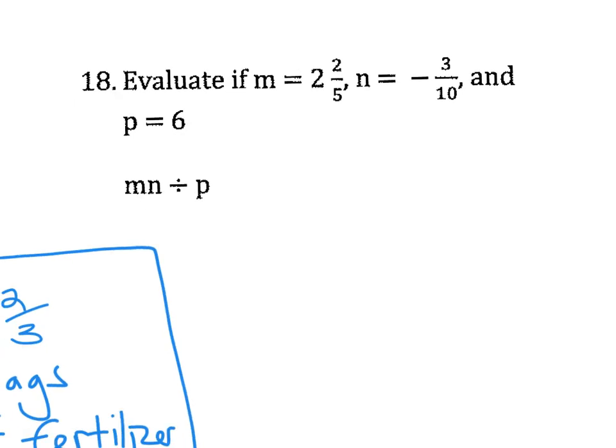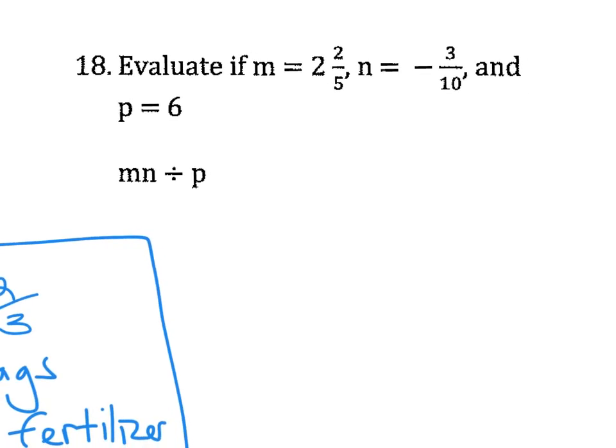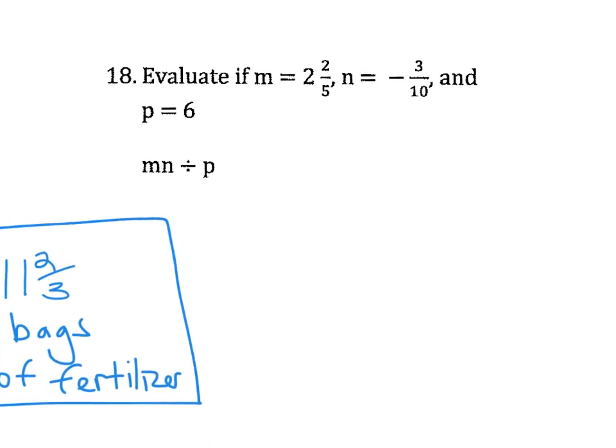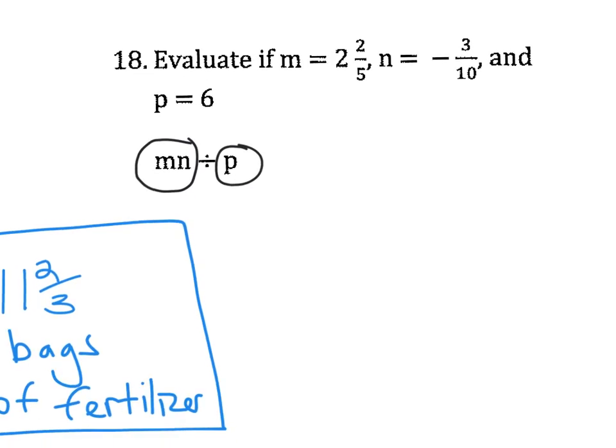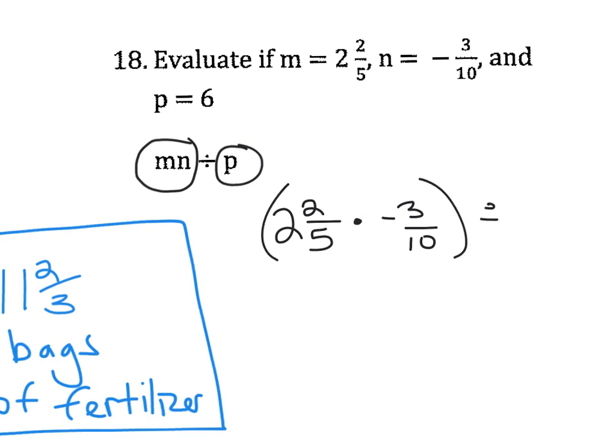For 18, it says evaluate if m equals 2 and 2/5, n equals negative 3/10, and p equals 6. So first thing I'm going to do is realize that this is m times n divided by p. So I'm going to set this up as 2 and 2/5 times negative 3/10. That's what we do first. And then we're going to divide that answer by p, which equals 6.